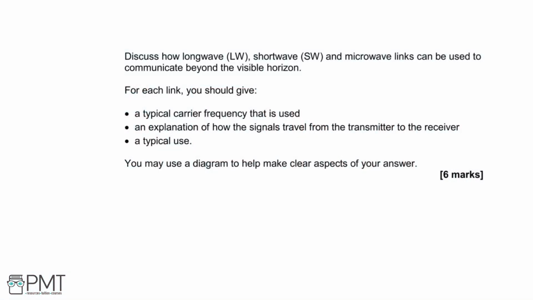Discuss how long wave, or LW, short wave, SW, and microwave links can be used to communicate beyond the visible horizon. For each link, you should give a typical carrier frequency that is used, an explanation of how the signals travel from the transmitter to the receiver, and a typical use. You may use a diagram to help make clear aspects of your answer. Now, the best thing to do here is go through each type of communication and go through each of those 3 bullet points. We don't need to compare them to each other.